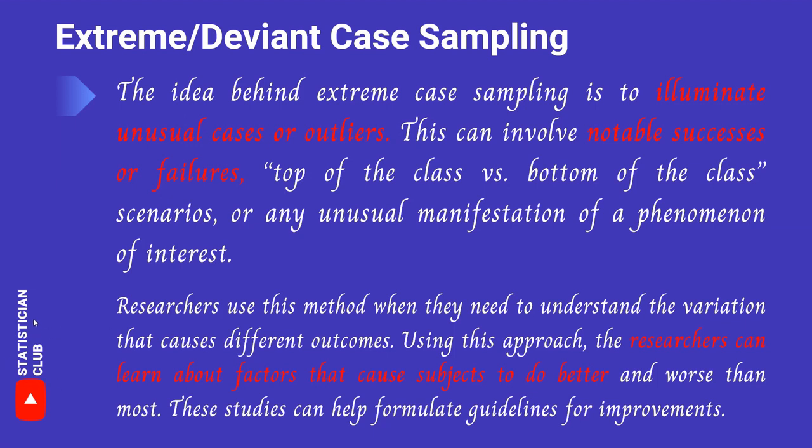Researchers use this method when they want to understand the variation that different outcomes, outlier outcomes, affect. Using this approach, researchers can learn about factors that cause subjects to do better or worse than most. These studies can be used to formulate guidelines for improvement: when we identify the outliers, how we can remove these outliers to get a better picture. So this study is used in such situations to formulate guidelines for improvement.